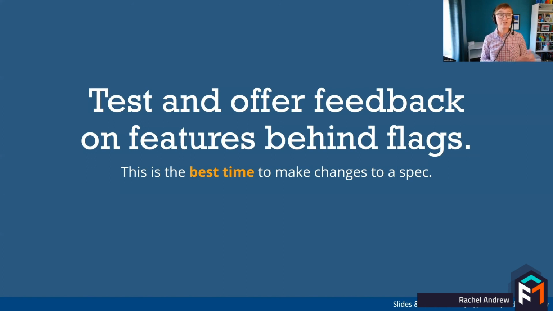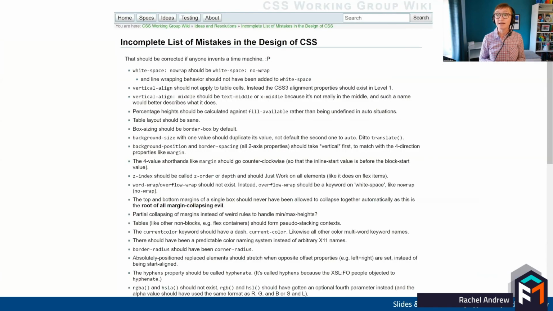Also, test and offer feedback on stuff behind flags. When I say container queries is behind a flag, please go and look at it and make sure it works for the stuff you want. Because once things get out into production in browsers, we can't ever take them back, which is why the CSS working group has this list. This is the list of mistakes in CSS that we're only going to be able to fix if we invent a time machine, because we can't break the web. We really don't want to end up with more of these, and the more feedback we get on features, the fewer of these we're going to have.